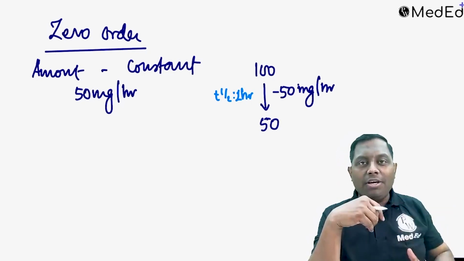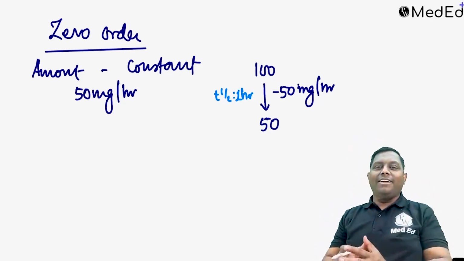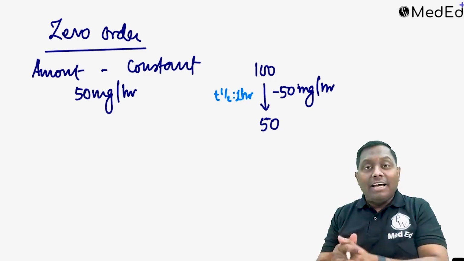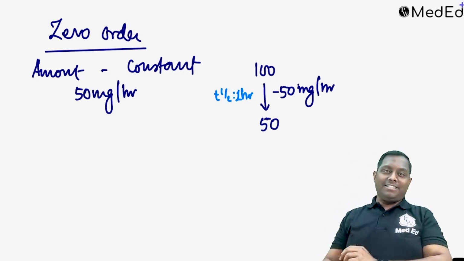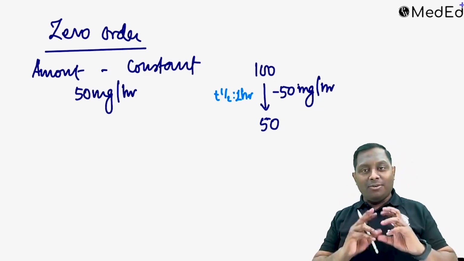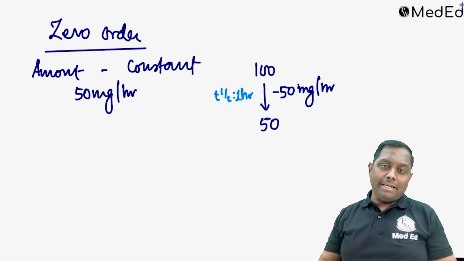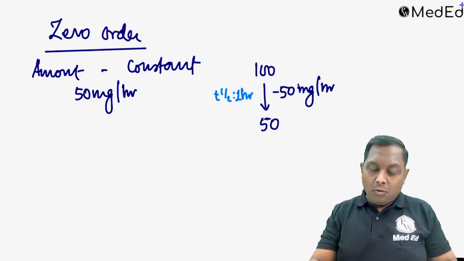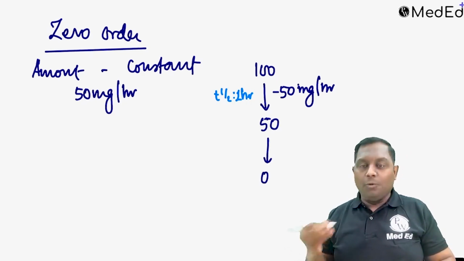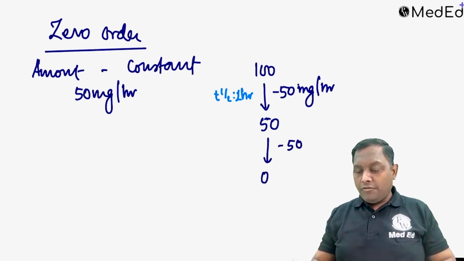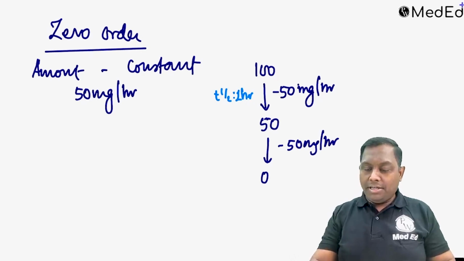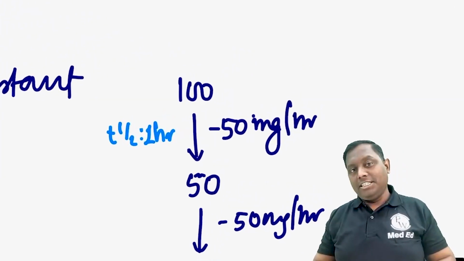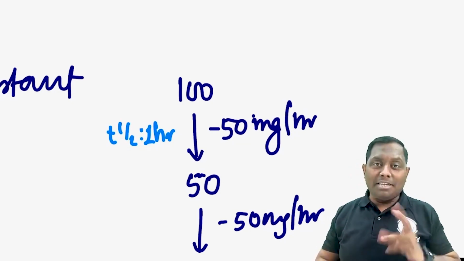What I'm trying to show here is that zero order kinetics and first order kinetics do not have much difference at lower plasma concentration. At low plasma concentration both behave almost similarly, but only at high plasma concentration will the problem be seen. Let's see how. Because 50 will now become 0, as this is going to be the same 50 milligram per hour. Okay, now let's add a twist to the story.